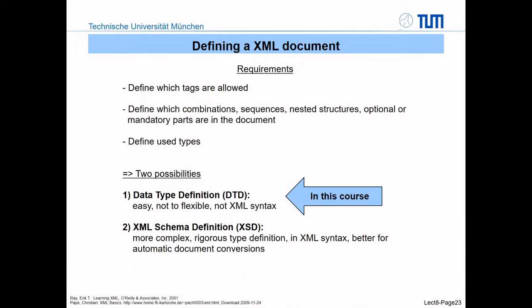So DTD is simple and easy. It's very comparable to regular expressions, but it's not so flexible. You cannot describe all of the data types and all of the structures, and it is not XML syntax. So DTD must be interpreted by a different mechanism, while for XML schema definition, you can use the same XML interpreter. So XML schema is more complex. It's really a rigorous type definition setup. It uses the XML syntax as explained, and it is much better for the automatic processing and conversion of XML documents.